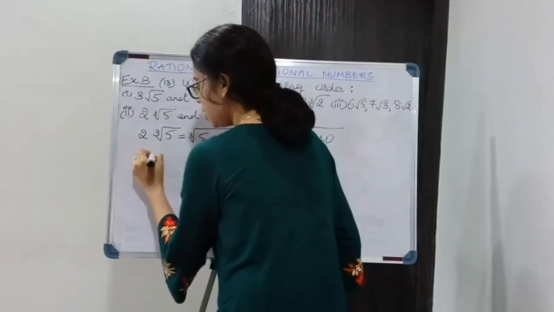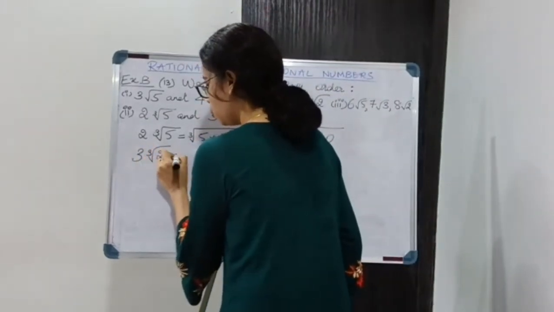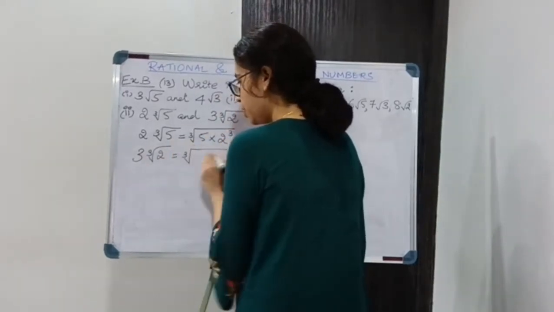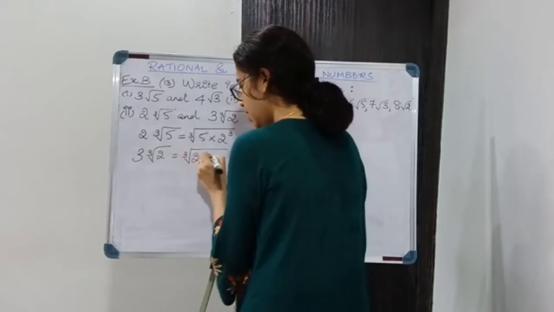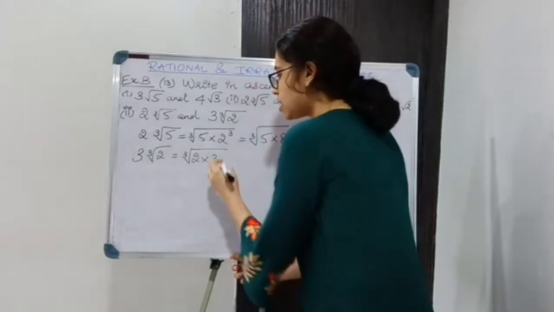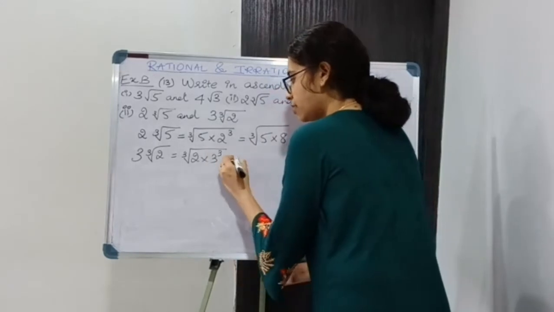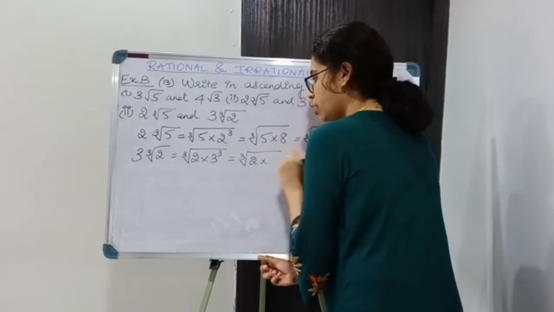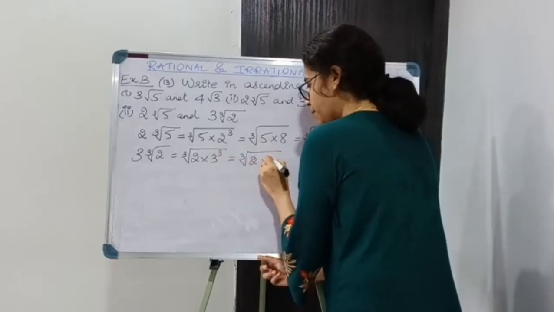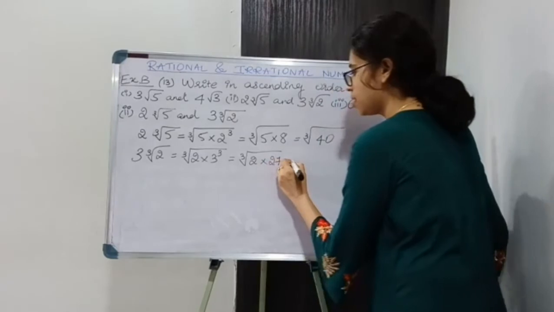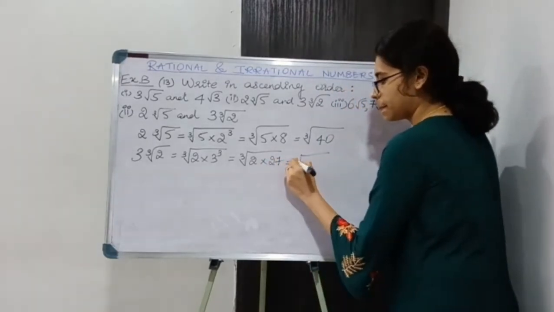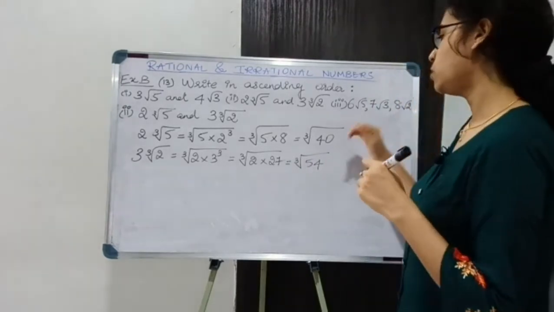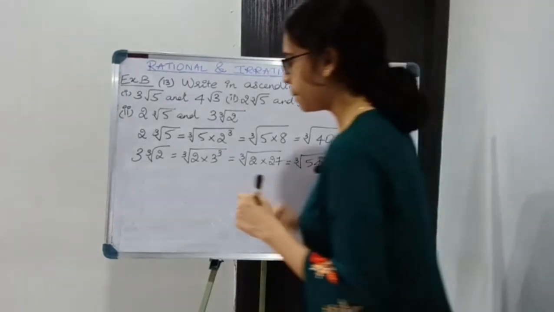Next number is 3 cube root of 2. Now 3 will be shifted inside. First step is to shift it inside. Second immediate step is to change its power. Now I'll solve it. So I'll get 2 into 3 cube, which is going to be 27. 27 into 2 gives 54. Now this one is the smaller number, this one is the bigger number.